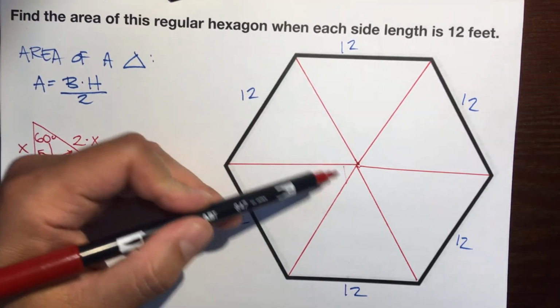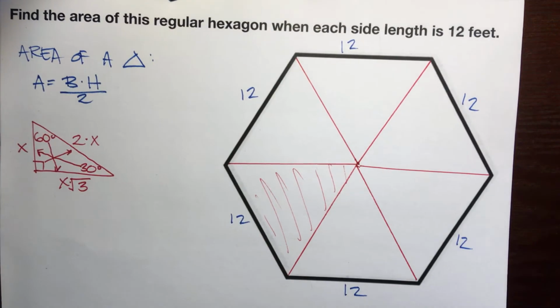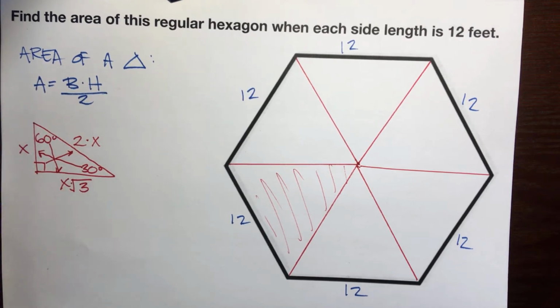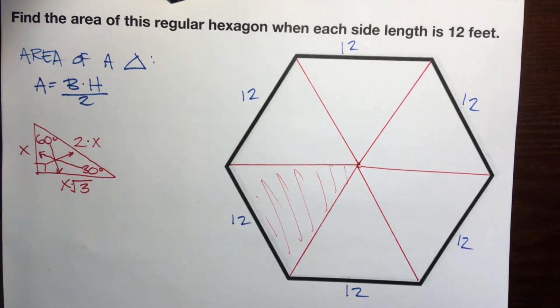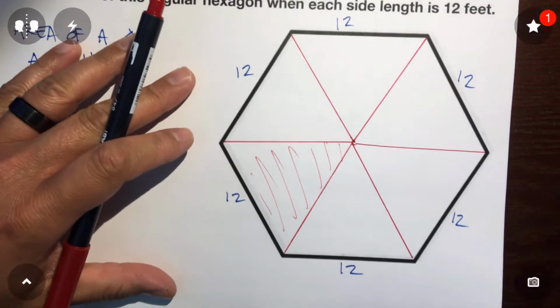So if we find the area of one of these triangles multiplied by 6, we get the area of this entire hexagon. That's why we're referencing this formula: area equals base times height divided by 2. All right, so let's focus on this one triangle down here.